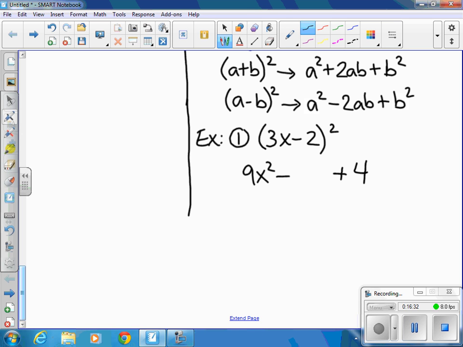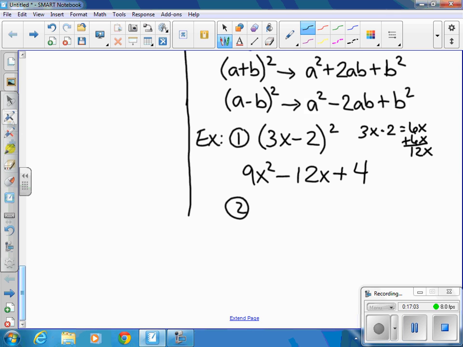The trick is getting the middle, right? And this is where most students have some difficulty. If you take 3x times 2, ignore the sign in the middle and don't worry about the positive or negative aspect of it. If you take 3x times 2, that gives you 6x. If I double 6x, in other words 6x plus 6x, I get 12x. That's what goes in the middle. So if you can train yourself to multiply the two together and then double that answer, you will always be able to get the middle. And if you did FOIL with this, you would get the exact same answer that I have on the screen.